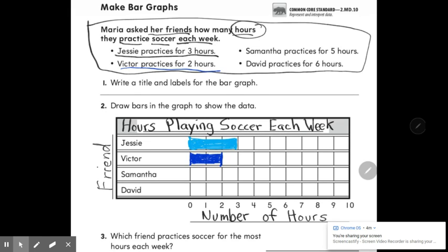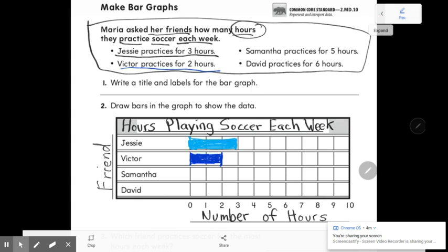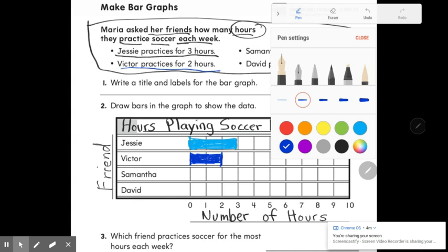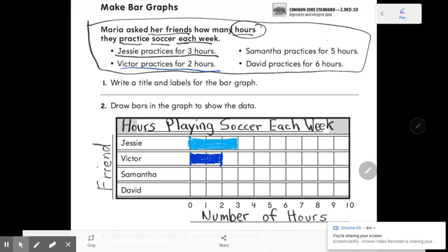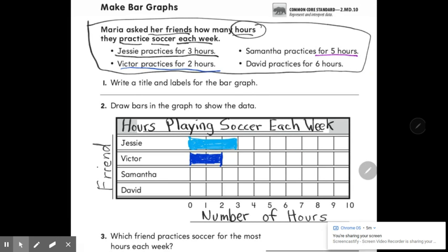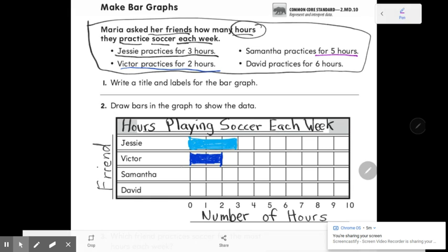Now I'm going to do Samantha. For Samantha, I'm going to use purple. I like purple. Samantha practiced for 5 hours. So I'm going to go to Samantha's name, and I'm going to go to the 5.